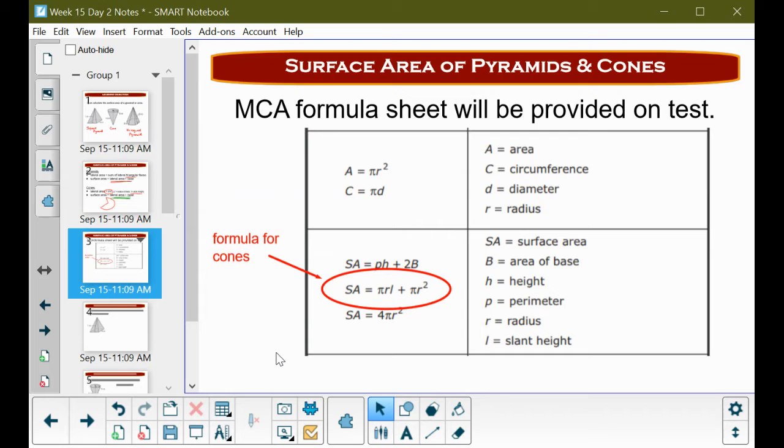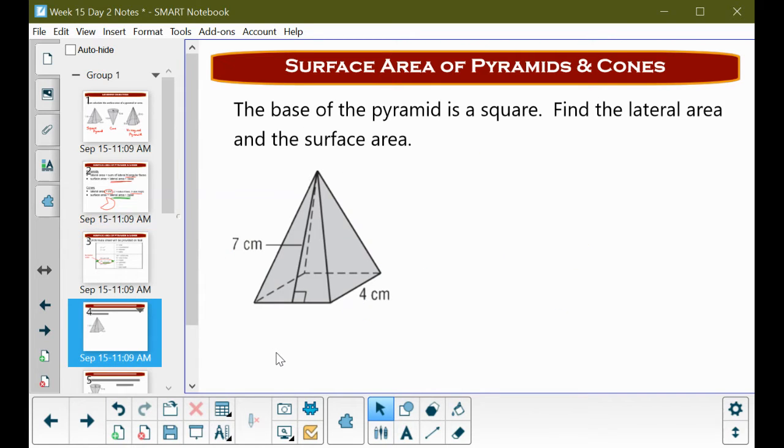All right, so here's your MCA formula sheet. We do have the formula for cones here, and this should be added to your notes. This is the formula for the surface area of a cone. So pi times r times L, where L is the slant height, plus pi times r squared. So make sure you have that one in your notes. If you have to pause the video to write that down, that's fine. But let's go on to our first example here.